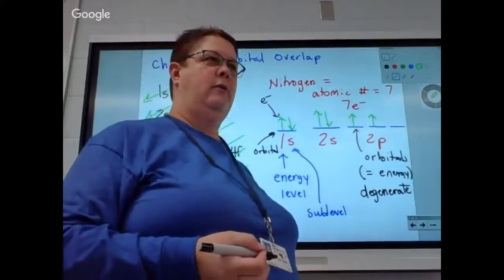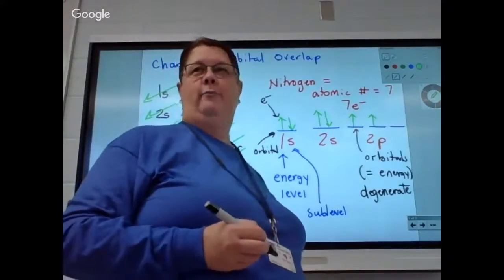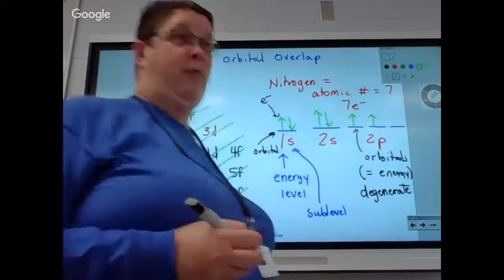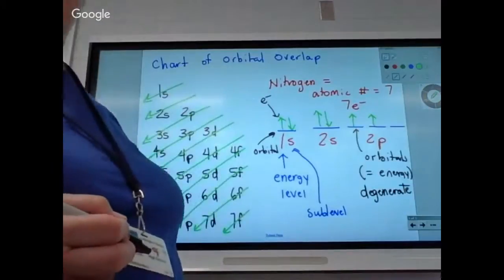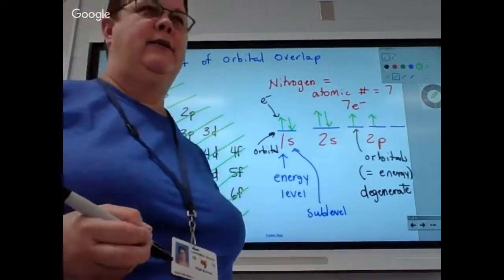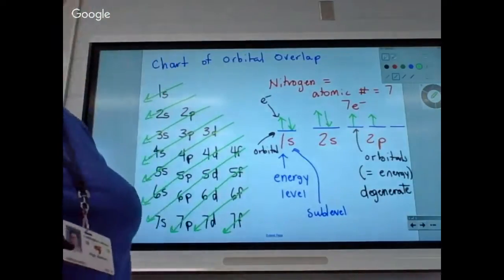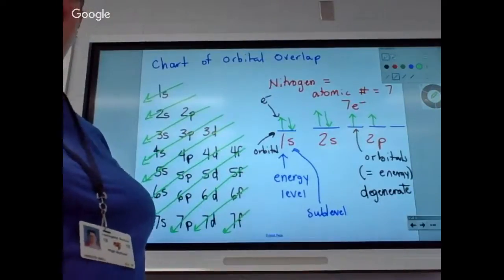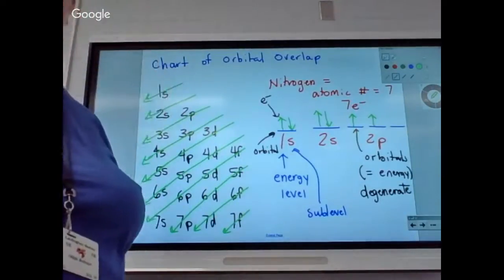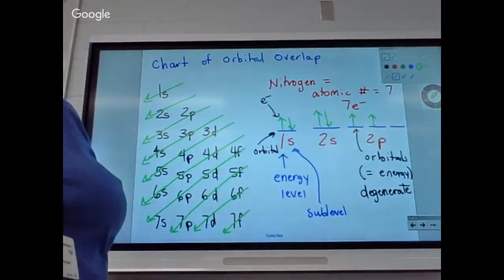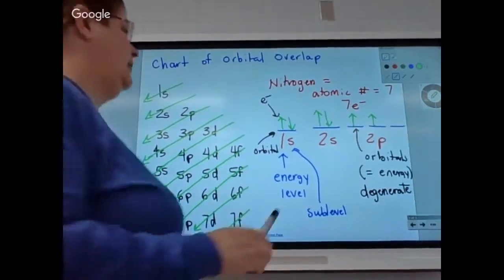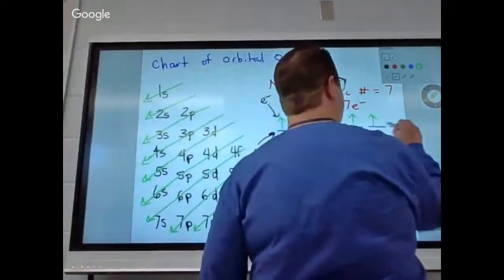Why are we not putting 2? Do you have a brother or a sister? I have 2. You have 2. Do you share your room? No. Okay. The electrons are you. Do you want to share? They do not want to share either. These orbitals are your bedrooms at home.